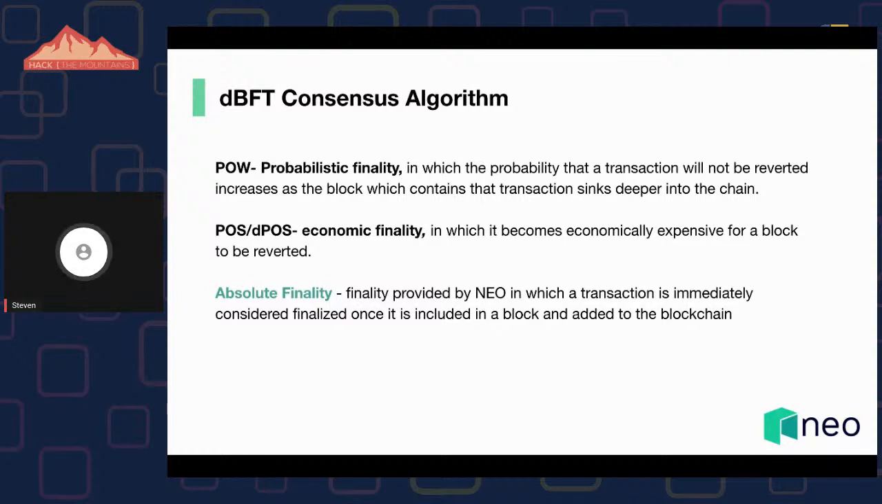And why does Neo use DBFT, which is a BFT related algorithm? Because it's absolute finality, also called single block finality, which means when the transaction is created and packed into the block, it's finalized and included immediately and has no ability to be reverted. That's the DBFT algorithm. It's very good for financial applications.